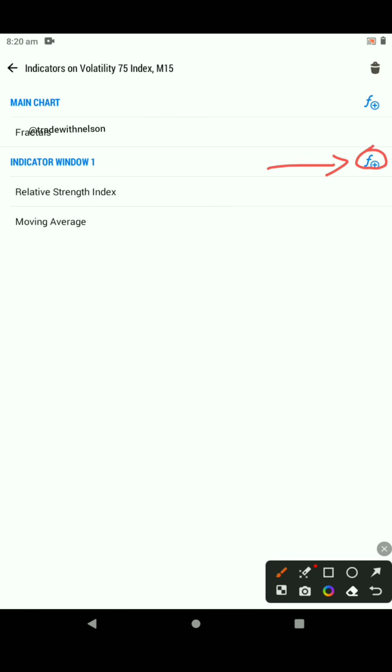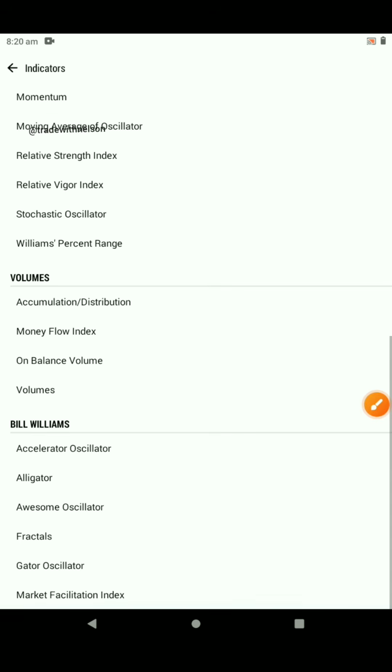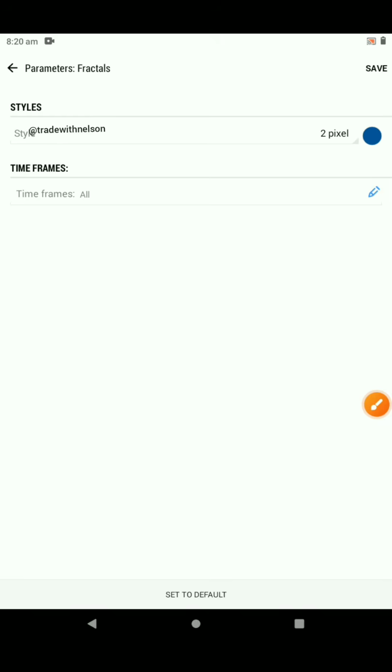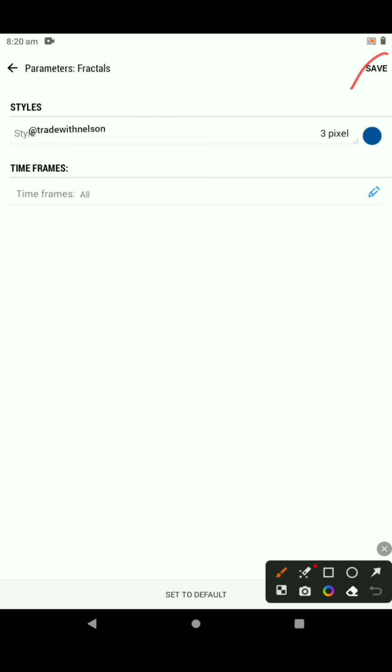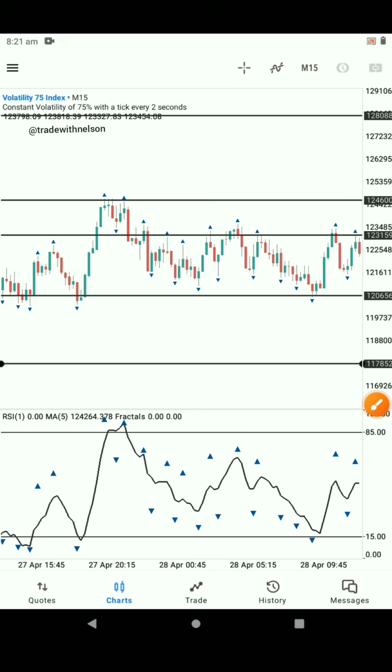We want to see the fractals to align with the fractals in the relative strength index. Scroll down, fractals. So here we'll make it 3 pixel. After that, click on save. This is how your chart should look.